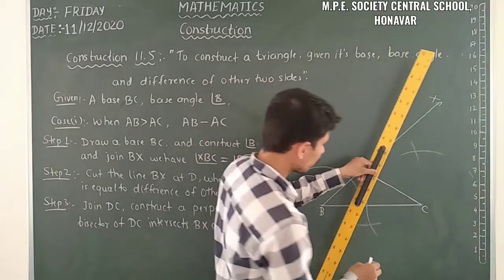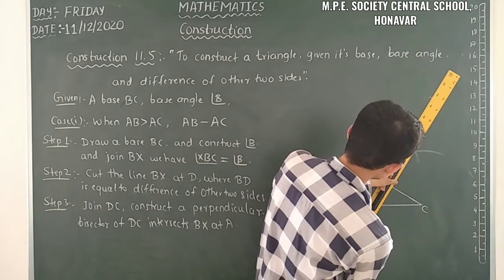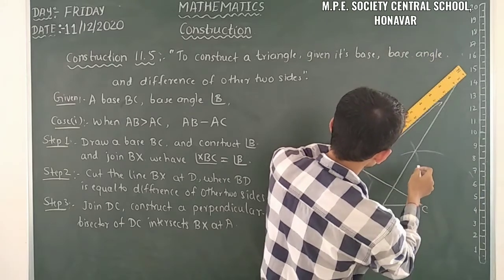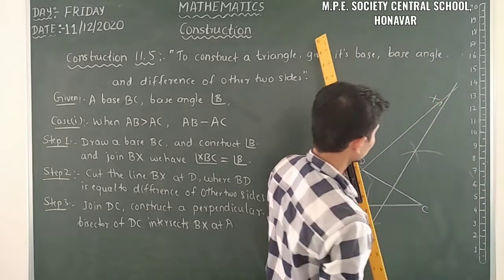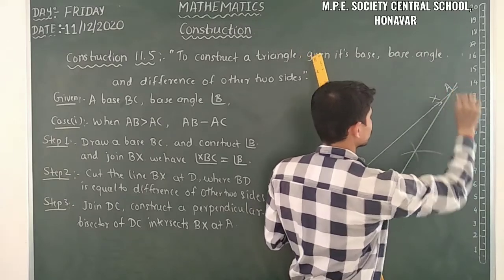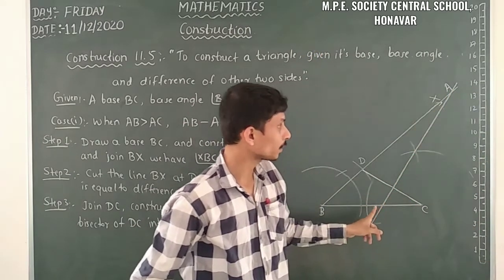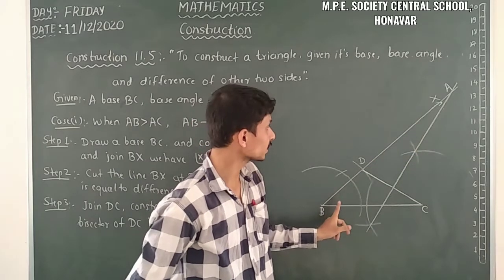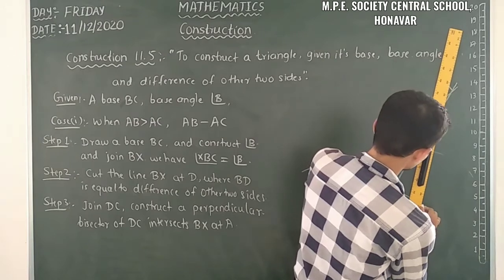Then we have to join these two intersecting points. I will extend the line up to here, and this one also I will extend. Yes, so this is the point. This perpendicular bisector intersects the line BX at A, and then we have to join AC.